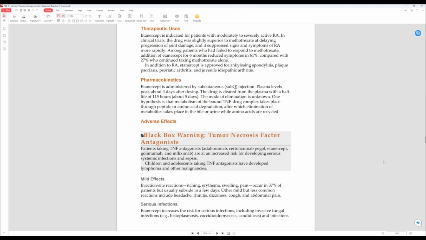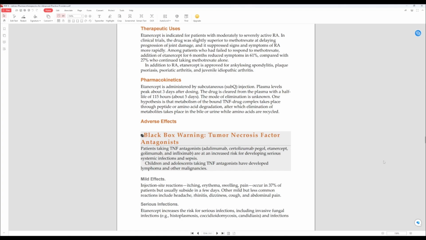Among patients who had failed to respond to methotrexate, addition of etanercept for 6 months reduced symptoms by up to 61%, compared with 27% who continued taking methotrexate alone. In addition to RA, etanercept is approved for ankylosing spondylitis, plaque psoriasis, psoriatic arthritis, and juvenile idiopathic arthritis.